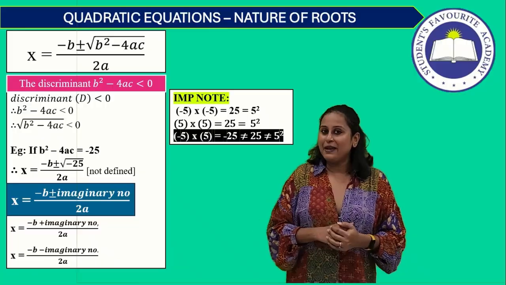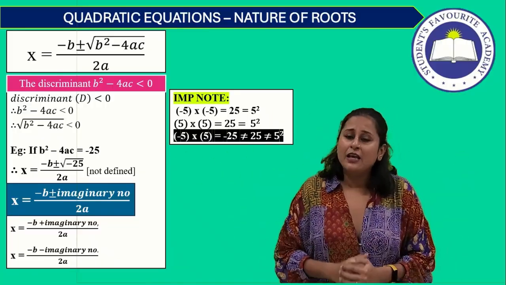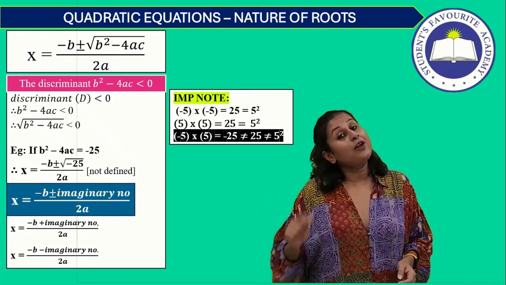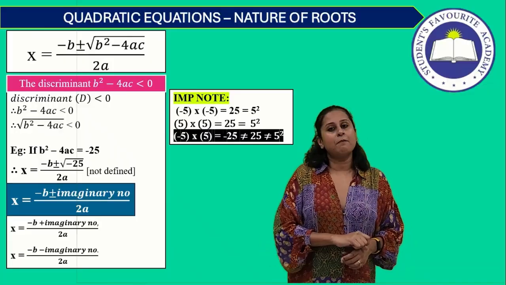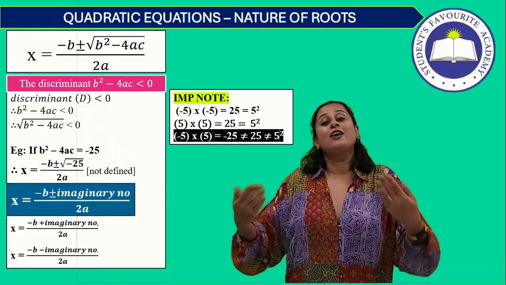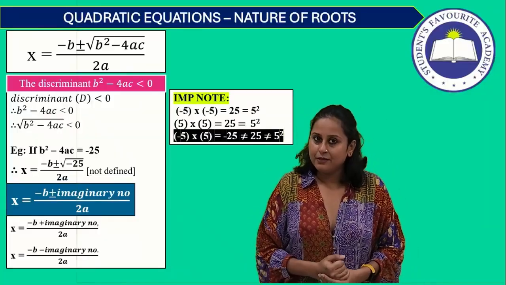It can be plus or minus 5. That brings the plus and minus sign in your equation, because plus 5 into plus 5 is also 25. Minus 5 into minus 5 is also 25. So when we have a square root of a number, it can be a square of two positive numbers or two negative numbers.